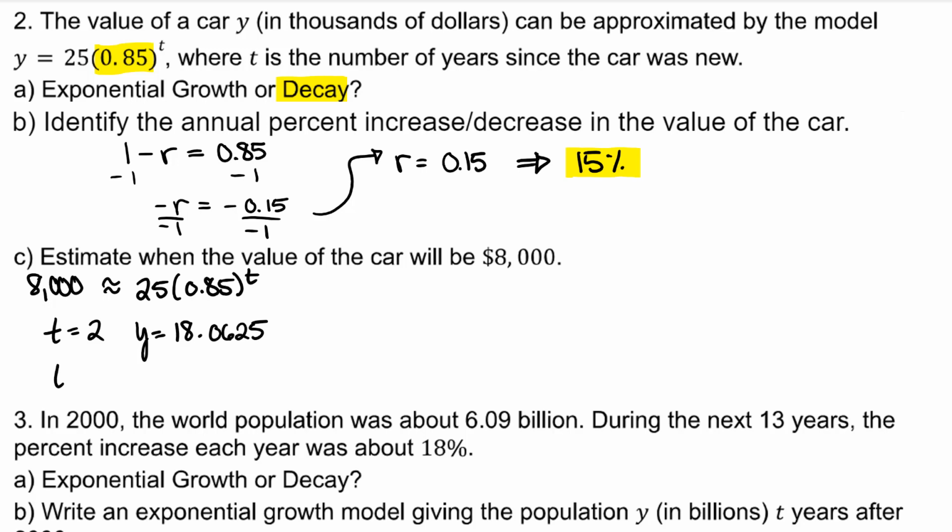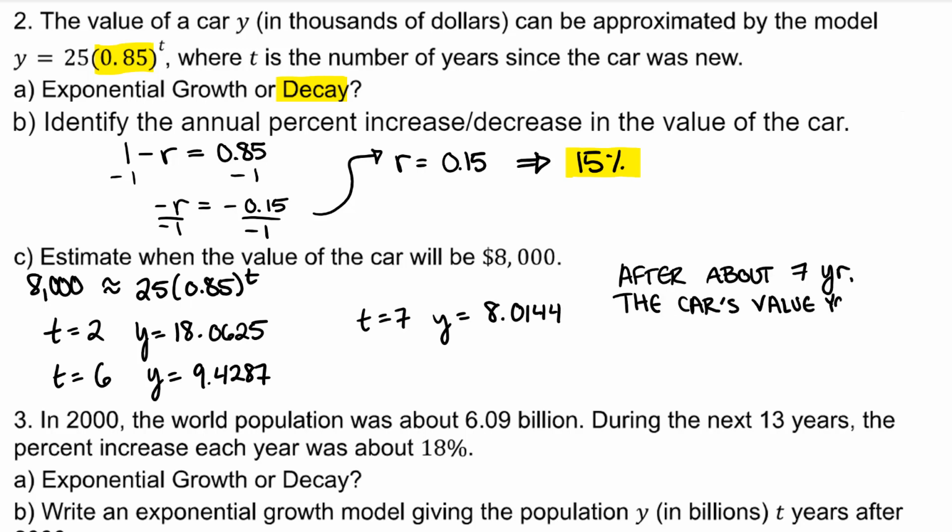Let's try maybe t equals 6. When t equals 6, y is equal to 9.4287, so that's 9,000. We're getting closer to 8,000. Let's try t equals 7. Y is approximately equal to 8,000. So after 7 years, the estimated value of the car will be $8,000.